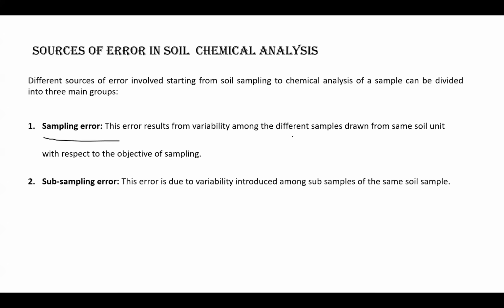And there is another problem called subsampling error. Subsampling error means, for example, as I told you, the agricultural field is very heterogeneous. The fertility status of every inch varies. There is no uniformity. So as we want to make a composite sample, that means we are collecting 10, 20, 50 samples. So what will happen? There might be some subsampling error. So for example, this is an agriculture field.